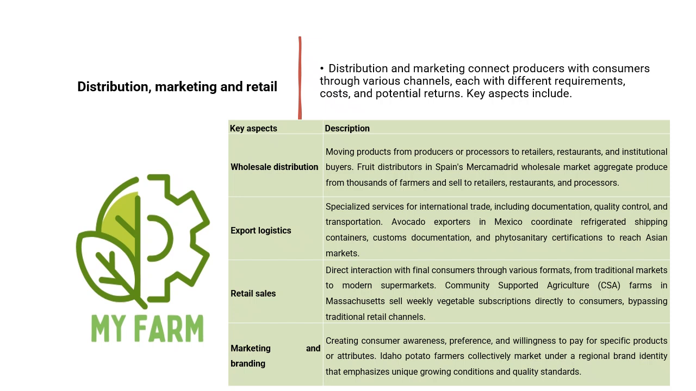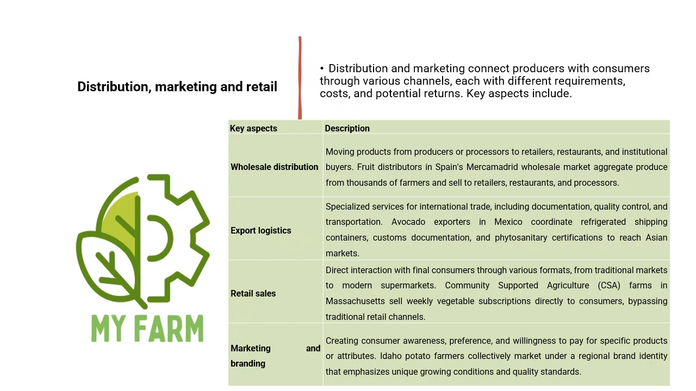Export logistics involves specialized services for international trade, including documentation, quality control, and transportation coordination. Avocado exporters in Mexico must coordinate refrigerated shipping containers, prepare customs documentation, and obtain phytosanitary certifications to successfully reach Asian markets, navigating complex regulatory requirements.